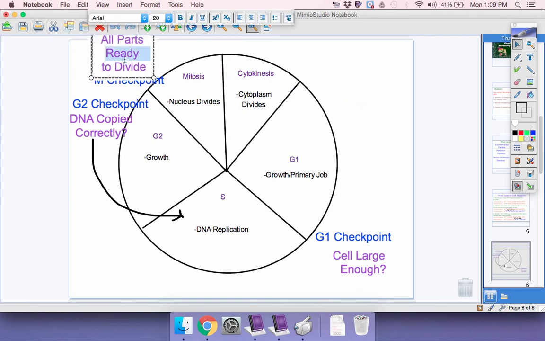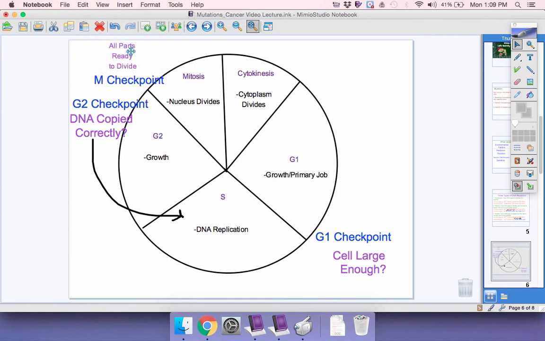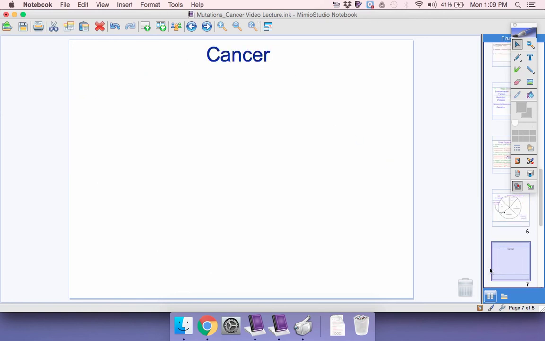Last, at the beginning of mitosis, there's an M checkpoint, and this checks to see if all the parts of the cell are ready to divide. So, do you have 2 sets of mitochondria? Do you have 2 sets of chloroplasts? Are all the chromosomes lined up at the middle? Is everything ready to divide? If everything's ready to divide, this checkpoint gets okayed and the cell moves through the rest.